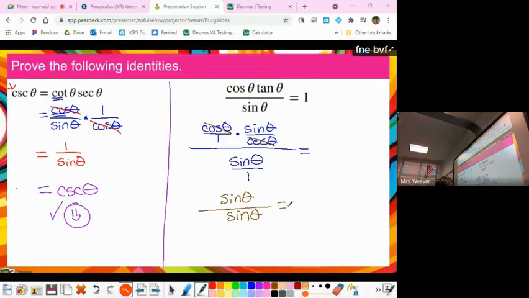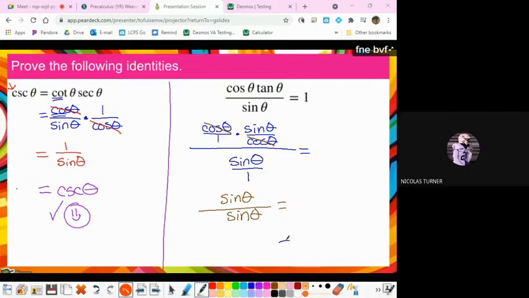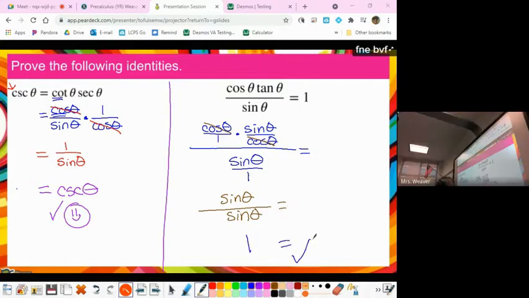Okay, and then you said that equals 1. So he did it. He did it. Excellent, Nicholas. Very nice. Okay, so with a little practice, we'll get more comfortable with these.